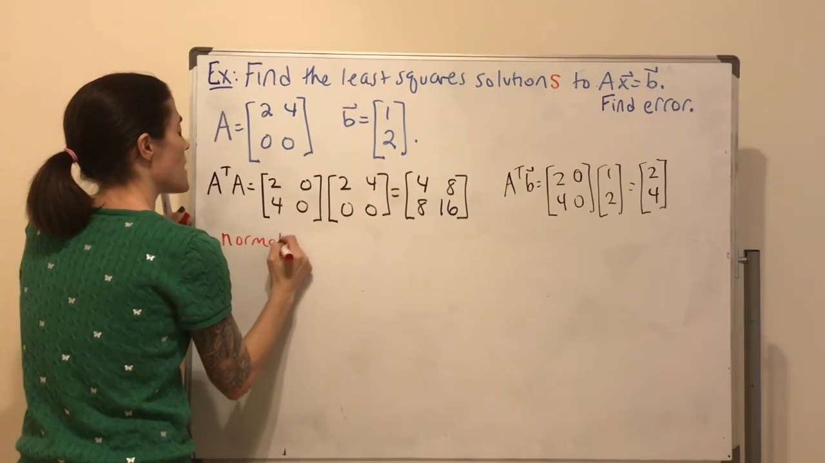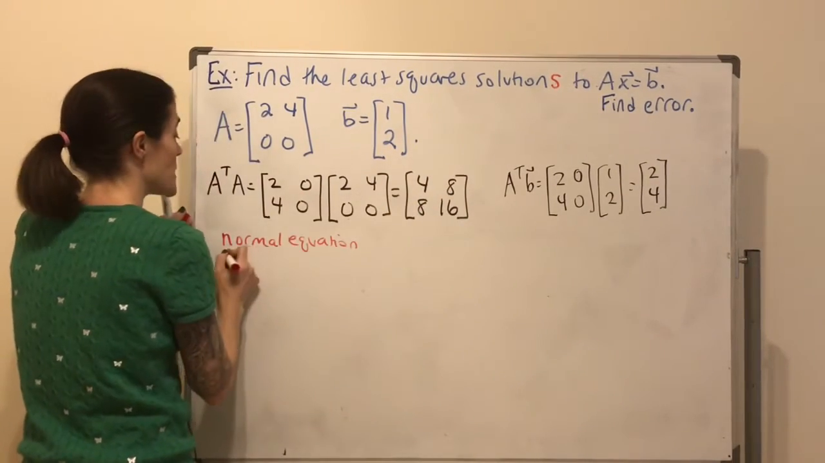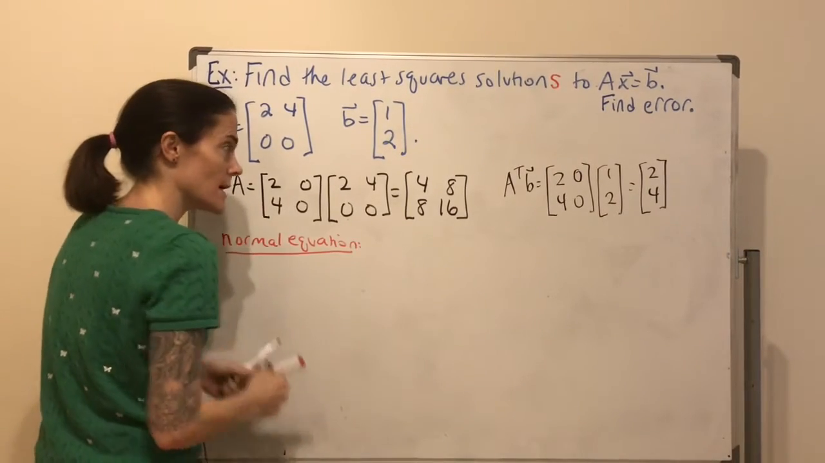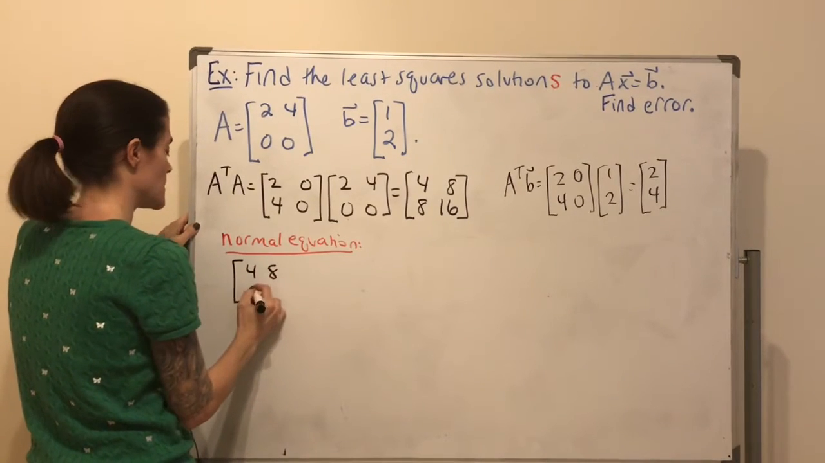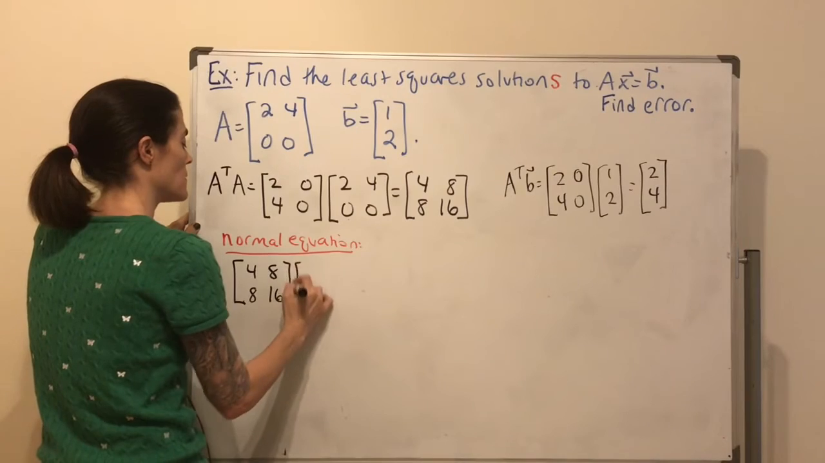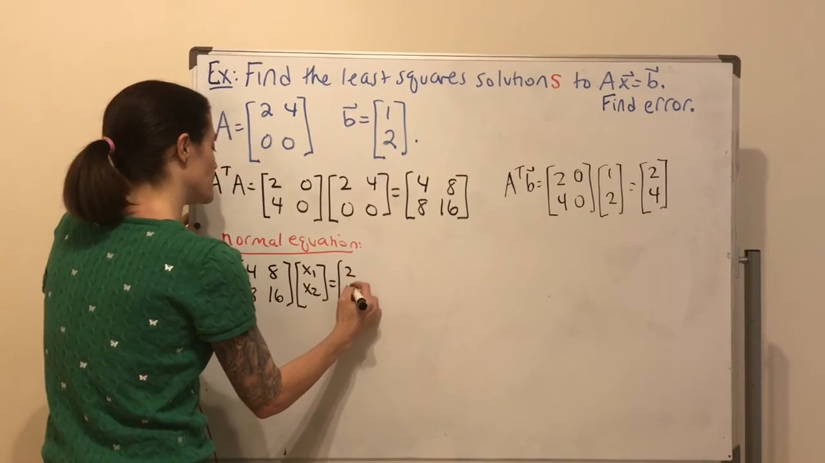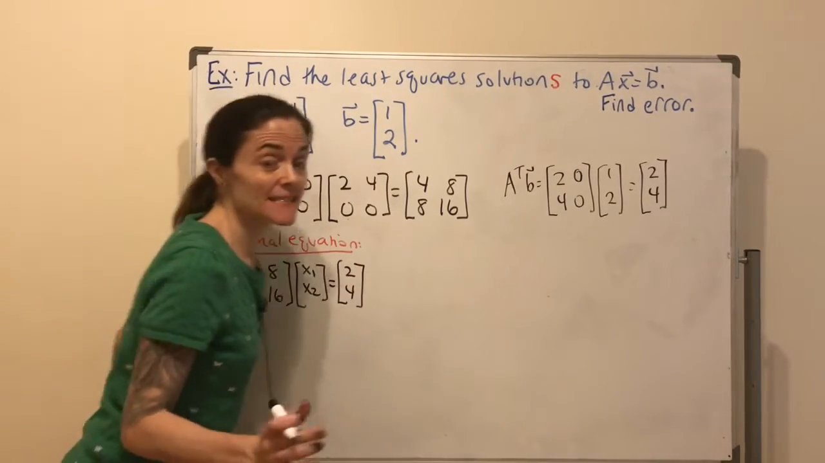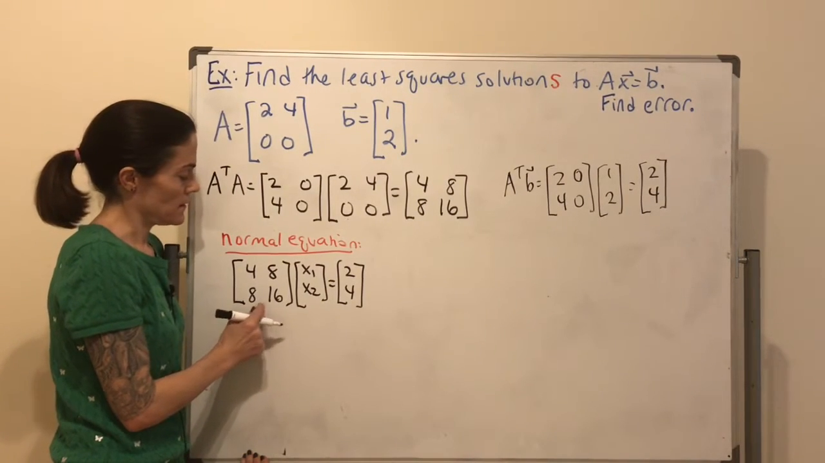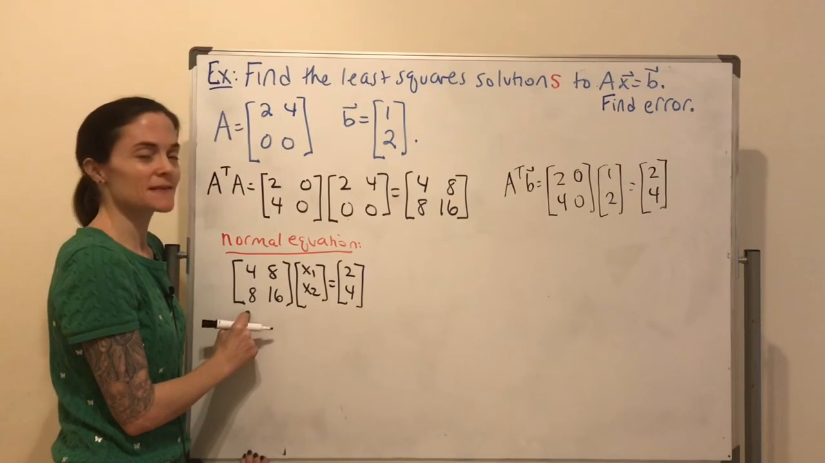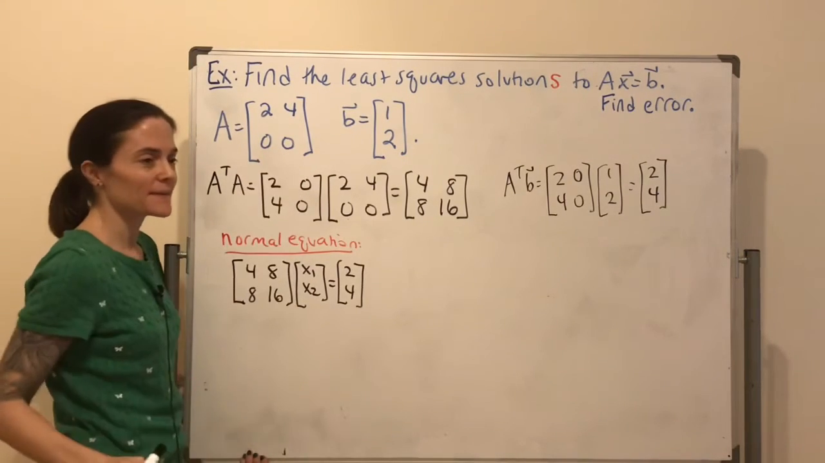we can write it down for this AX equals B linear system. The normal equation says 4, 8, 8, 16, x1, x2 equals 2, 4. Now, unlike the last example, this matrix is not invertible. Well, this column is 2 times this column, right? It's not invertible, but also we knew that from looking up here.